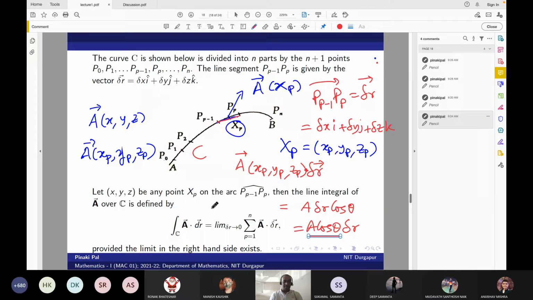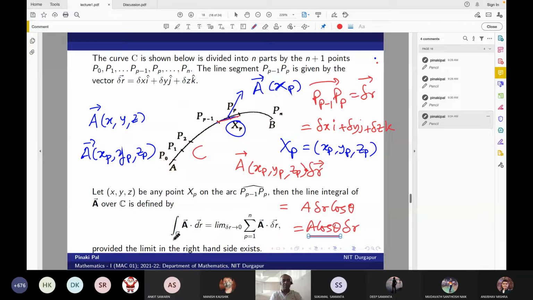Later you will learn that in case of fluids, if A represents the velocity vector, then this line integral of A dot dr, where C is a closed curve, will give us the circulation. It has a different meaning. I will come back to that when I define the curl of a vector. But at this moment, this definition is mathematical, and depending on the nature of this vector, we can understand the physical interpretation of this line integral.